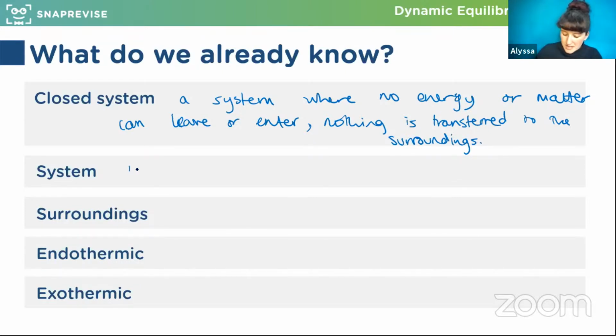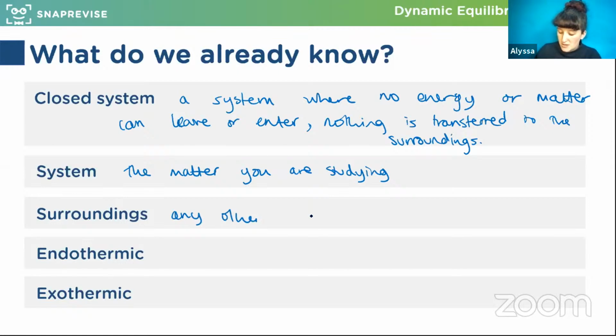So the system is the matter or reaction that you are studying. When I'm talking about a system, often I'm talking about a reaction, and that means I'm considering the reaction as a whole. So the system is the reaction. And then the surroundings is just any other matter outside of the system.